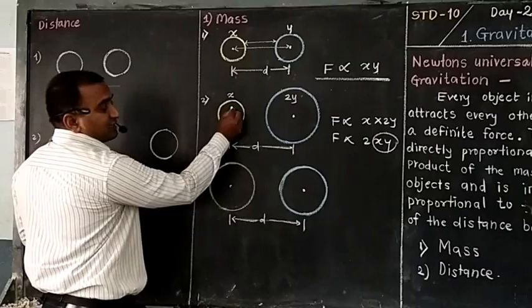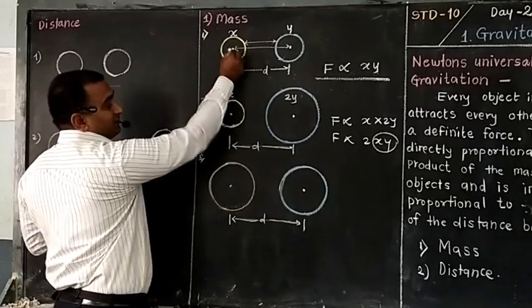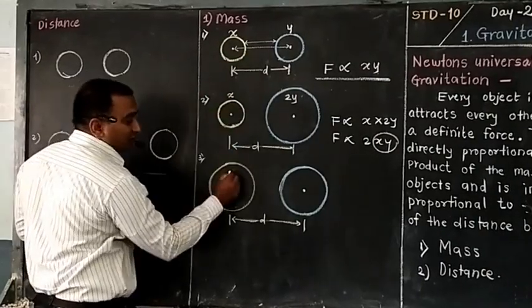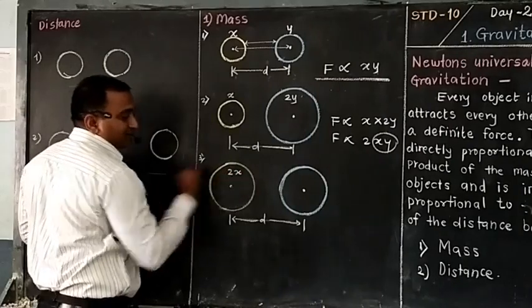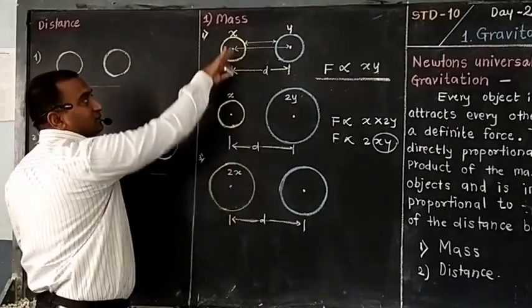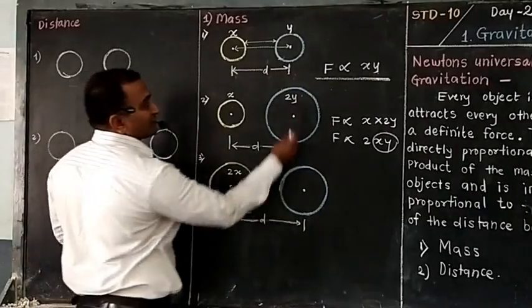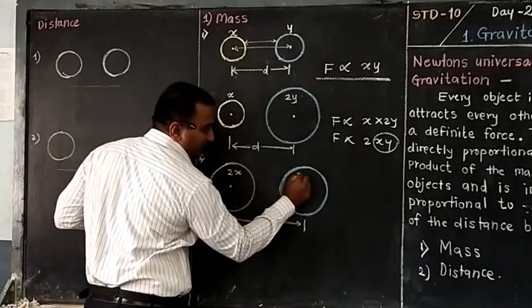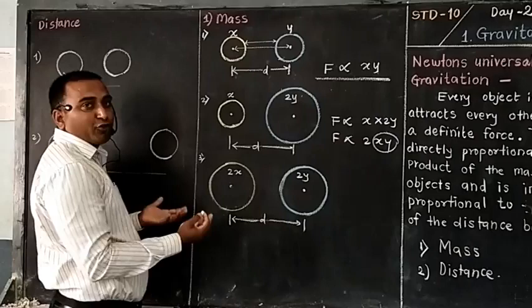The first object is x here, as we have considered standard. So we are increasing this first object's mass by 2x, that is twice the previous mass. And here also twice the previous mass, that is 2y. So can we formulate here?